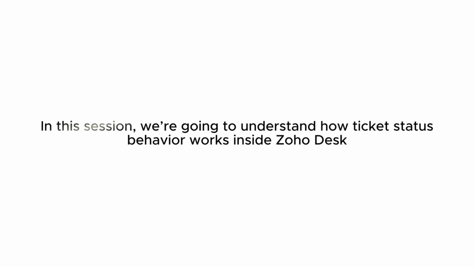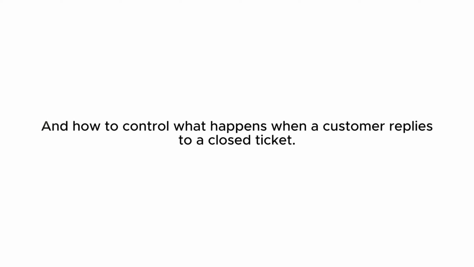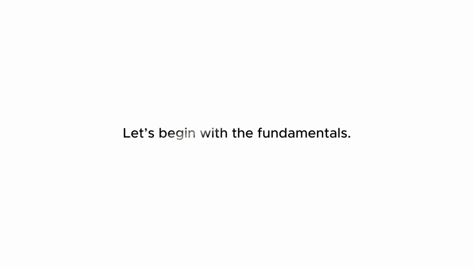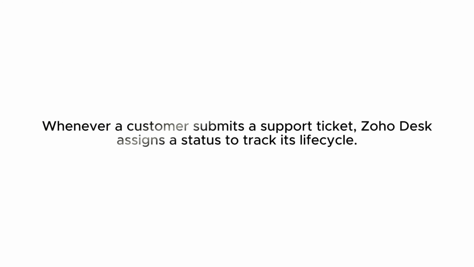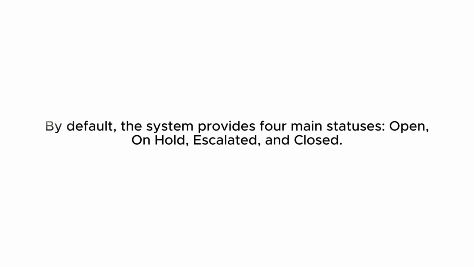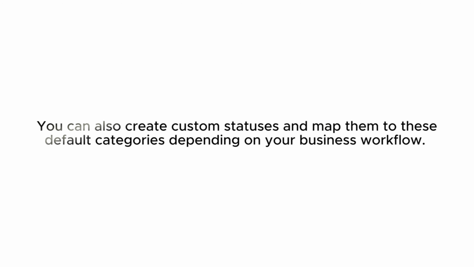In this session, we're going to understand how ticket status behavior works inside Zoho Desk and how to control what happens when a customer replies to a closed ticket. Let's begin with the fundamentals. Whenever a customer submits a support ticket, Zoho Desk assigns a status to track its lifecycle. By default, the system provides four main statuses: open, on hold, escalated, and closed. You can also create custom statuses and map them to these default categories, depending on your business workflow.